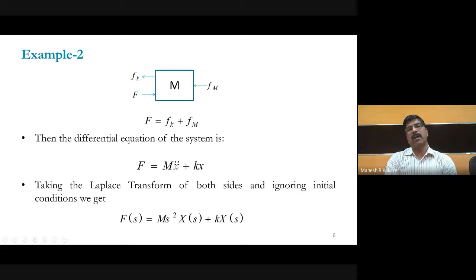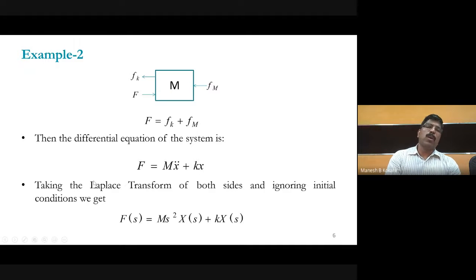So I have here written as x double dot. So this force F is equal to m into x double dot, which is nothing but the acceleration, where m is the coefficient of this mass element, plus this Fk, which is equal to k into x, where k is the spring coefficient and x is the displacement.